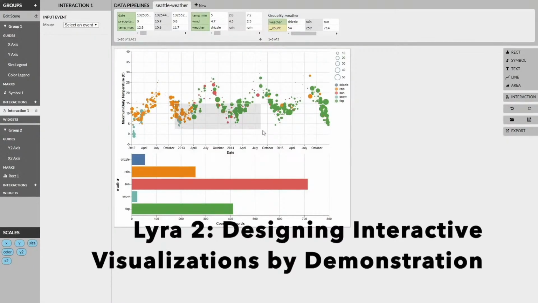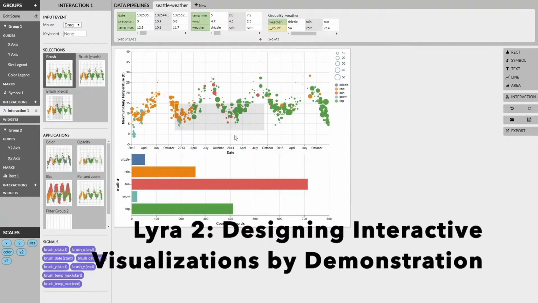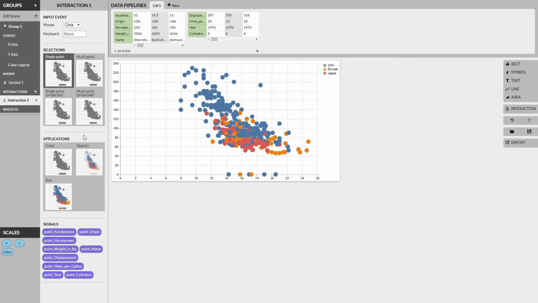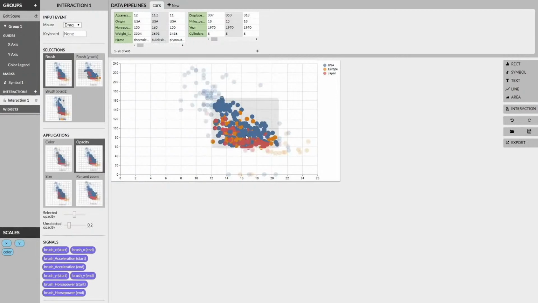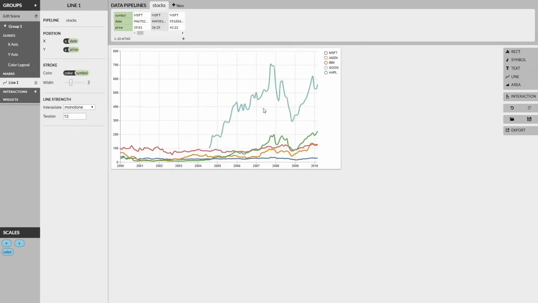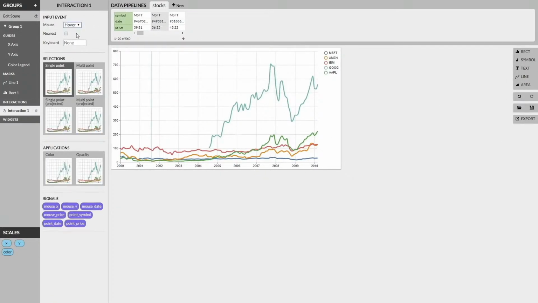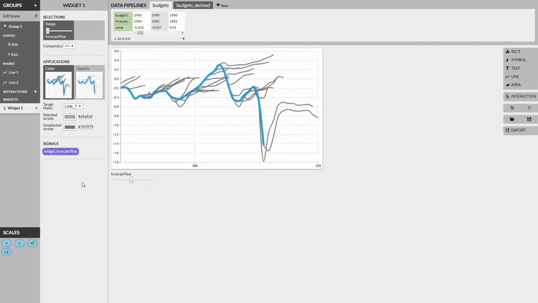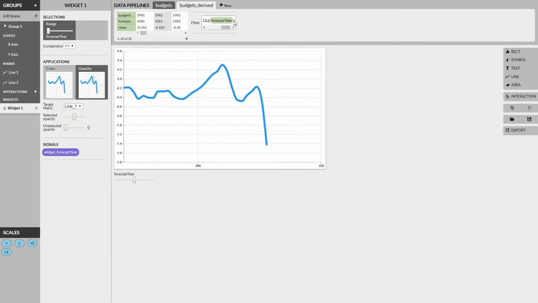We present Lyra 2, a system for designing interactive visualizations by demonstration. To design interactions in Lyra 2, users directly manipulate the visualization canvas. The system interprets demonstrations using heuristics and suggests possible interaction designs. We find that Lyra 2 enables rapid prototyping of an expressive range of interaction designs. We're excited to share this work with you.